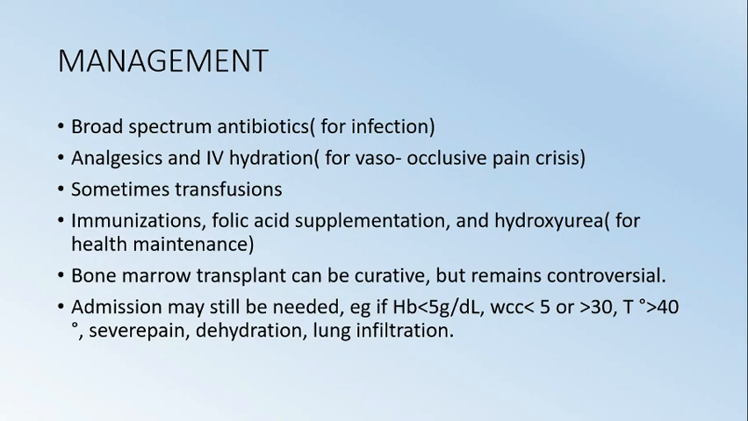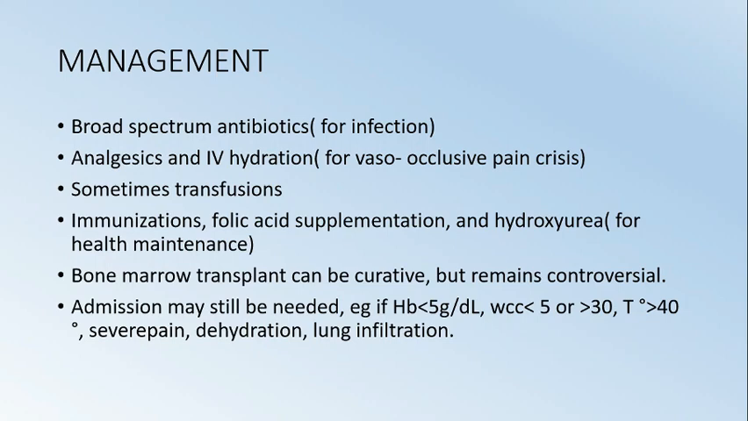Sometimes transfusions, as said, in aplastic crisis and other crises, may be needed, but repeated episodes might come with their own problems, like, as we said, iron overload, or even blood-borne diseases. So we should be careful with that.